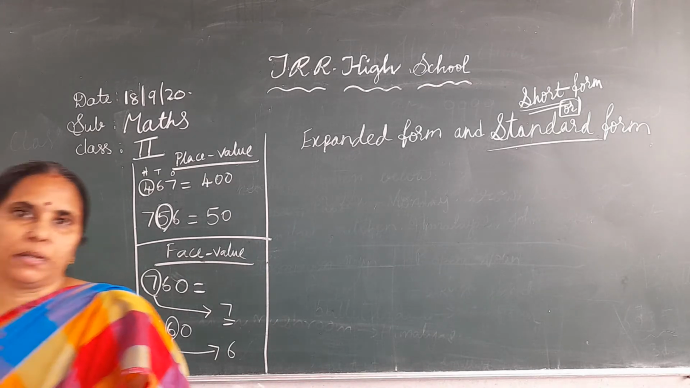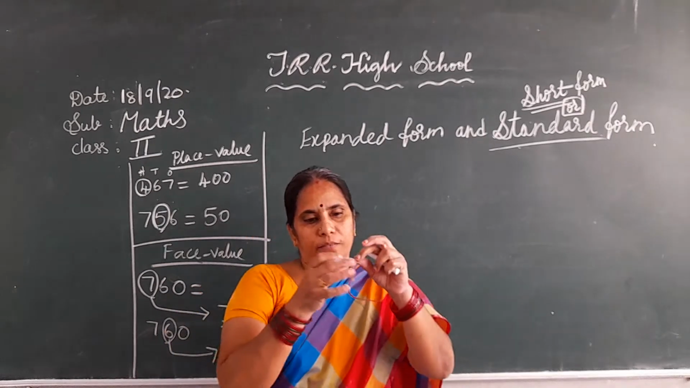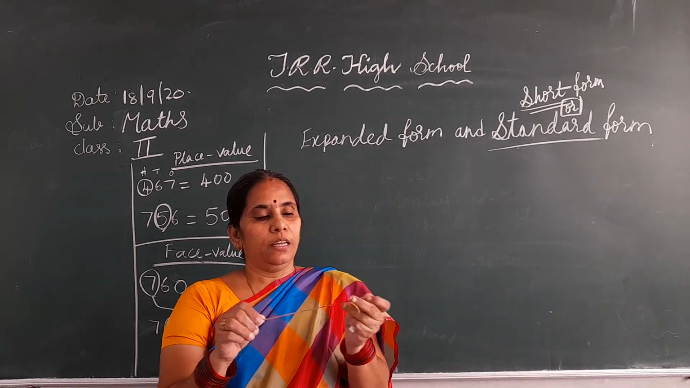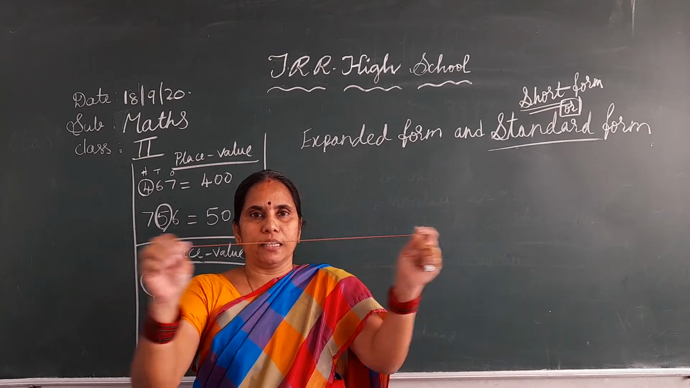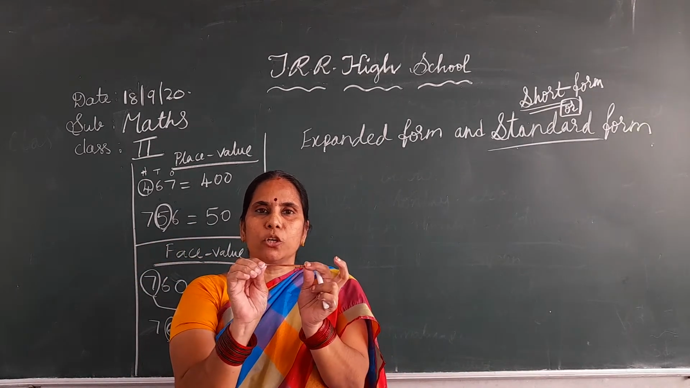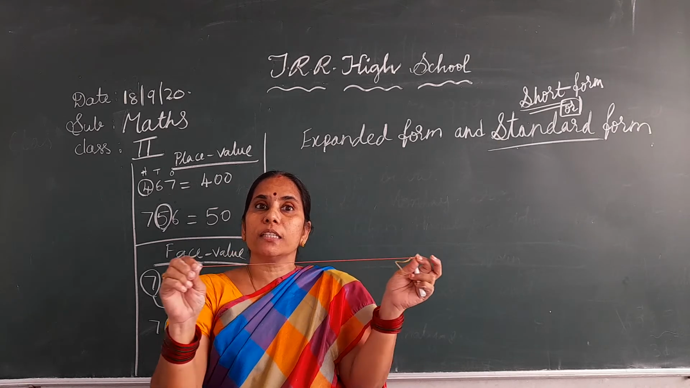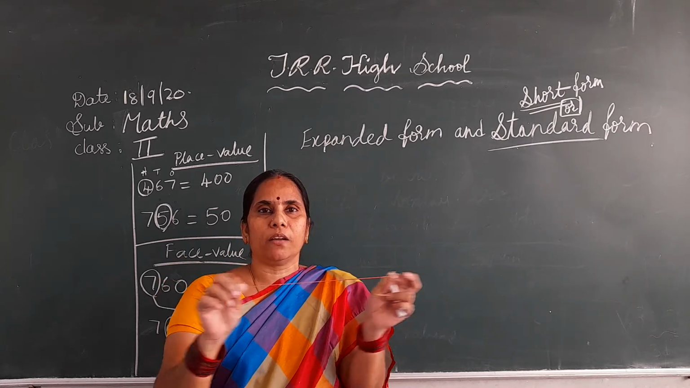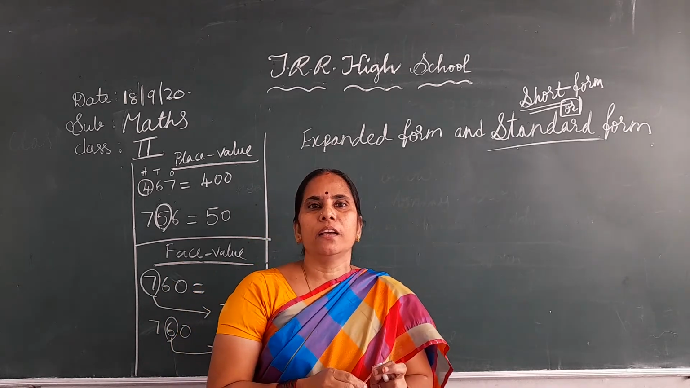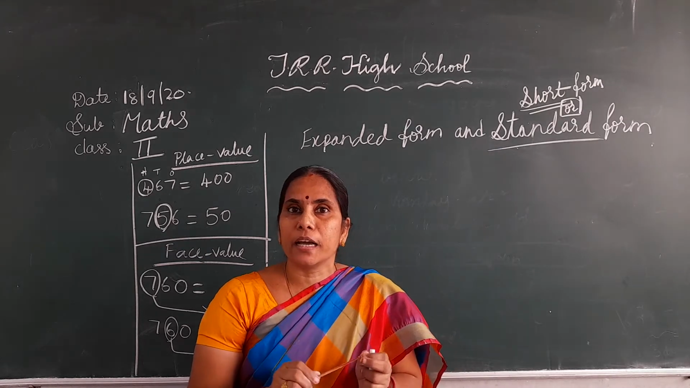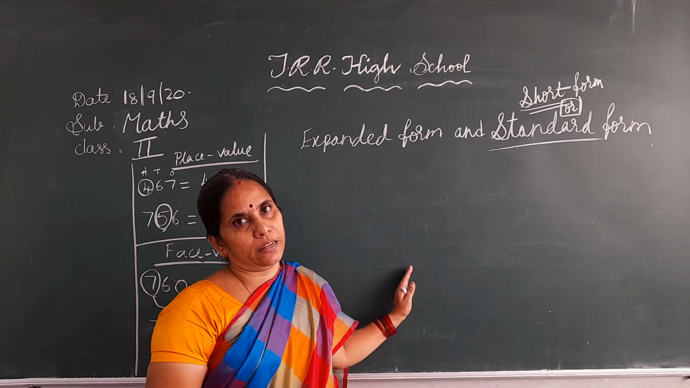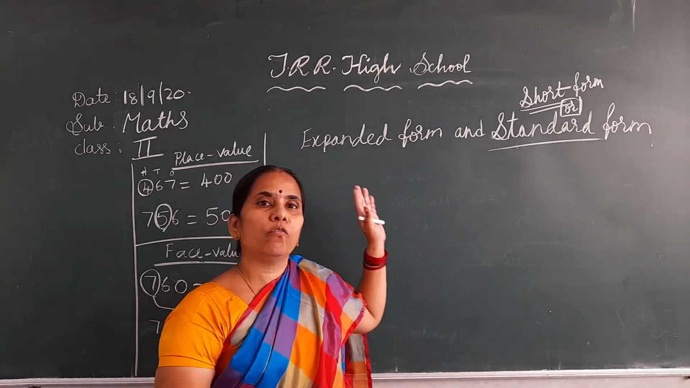See, I will give you an example. Here a rubber band is there. What am I doing here? I am stretching it like this, expanding this one. Yes or no? The rubber band is this much only. If I do like this, what is happening? It is expanding. Same like that, we will expand the number. That is the expanded form.